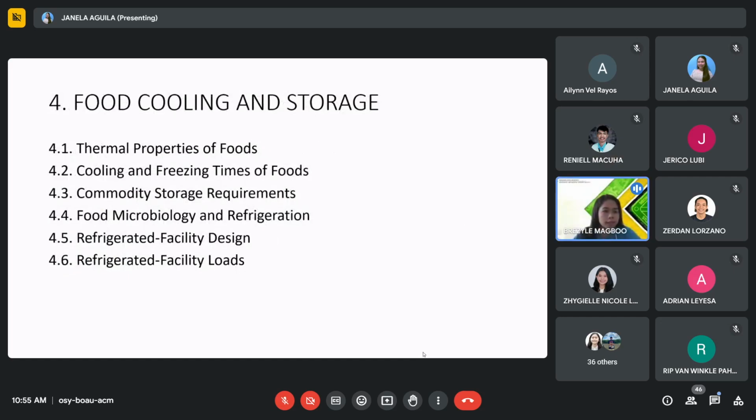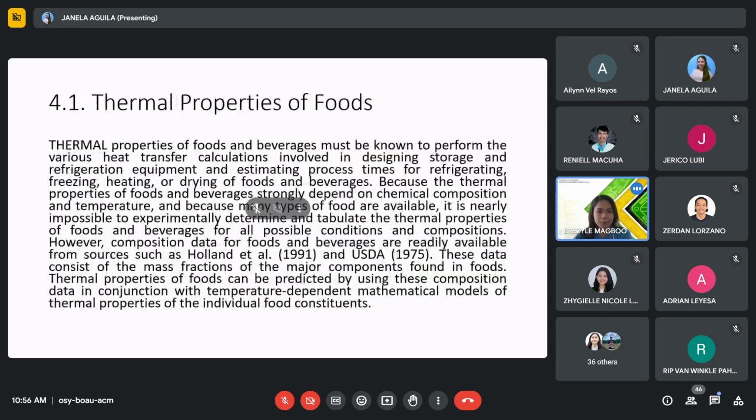So let's move on to food cooling and storage. We have thermal properties of foods, cooling and freezing times of foods, commodity storage requirements, food microbiology and refrigeration, refrigerated facility design, and lastly, the refrigerated facility loads. So let's focus first on the thermal properties of foods. Next po. So thermal properties of foods.